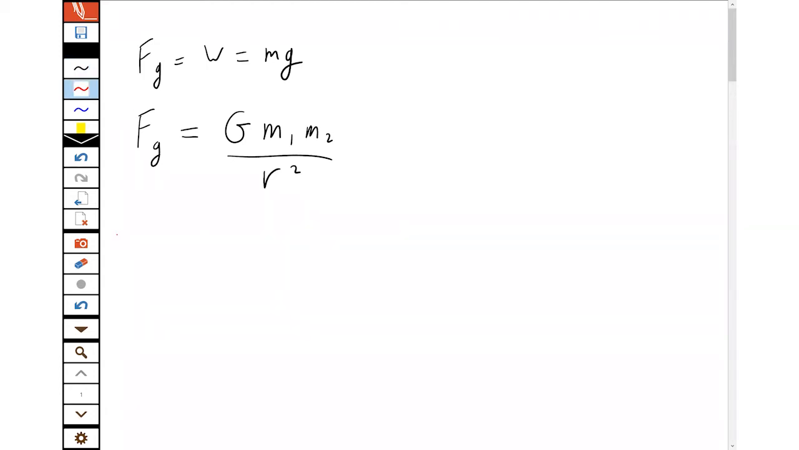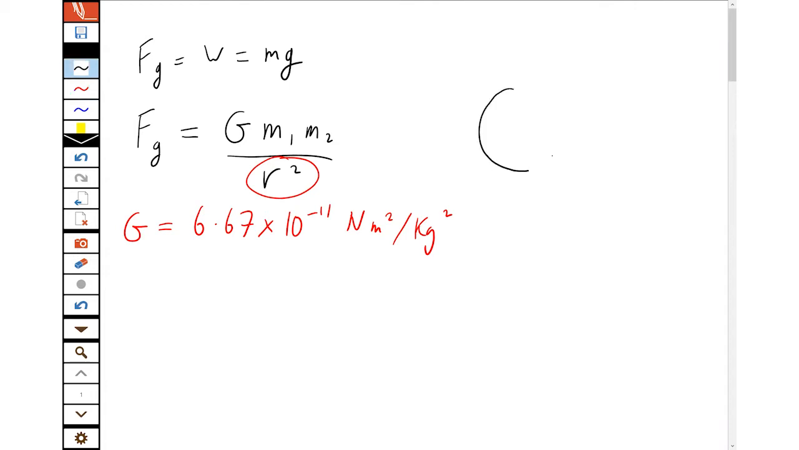Now, G is just on the equation sheet, 6.67 by 10 to the minus 11 newton meter squared per kilogram squared. Now there's something about this one to watch out for. This distance has to be the distance between the centers of the objects. So if you have a planet and a moon, you have to make sure the distance is the distance between their centers. But if we're just talking about a little person on the surface, we don't worry about it as much. So it's just from the center of the Earth up to the surface.